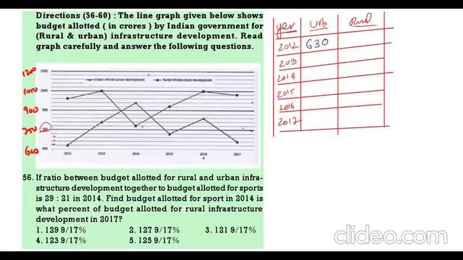This is 990. Now, 2013, this is 810. 810 is rural. Urban 1050. 2014. This is 960. This is 1080.